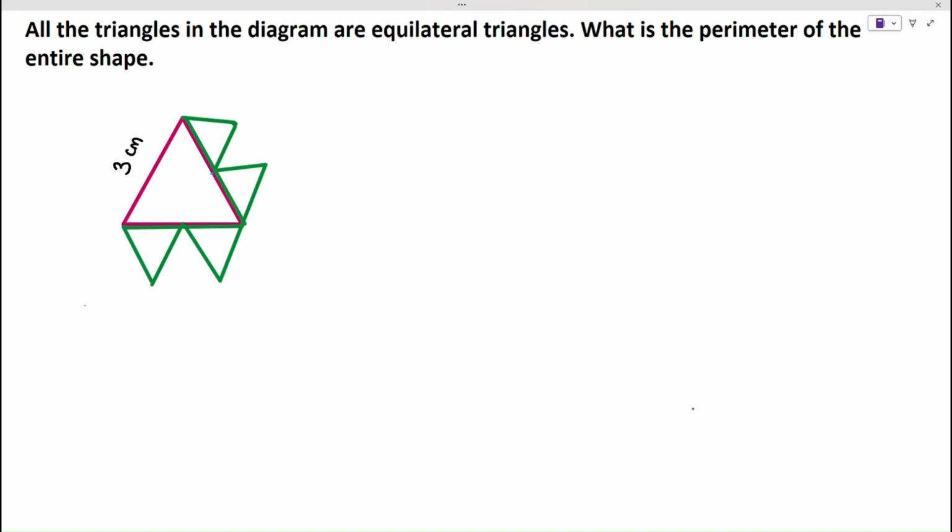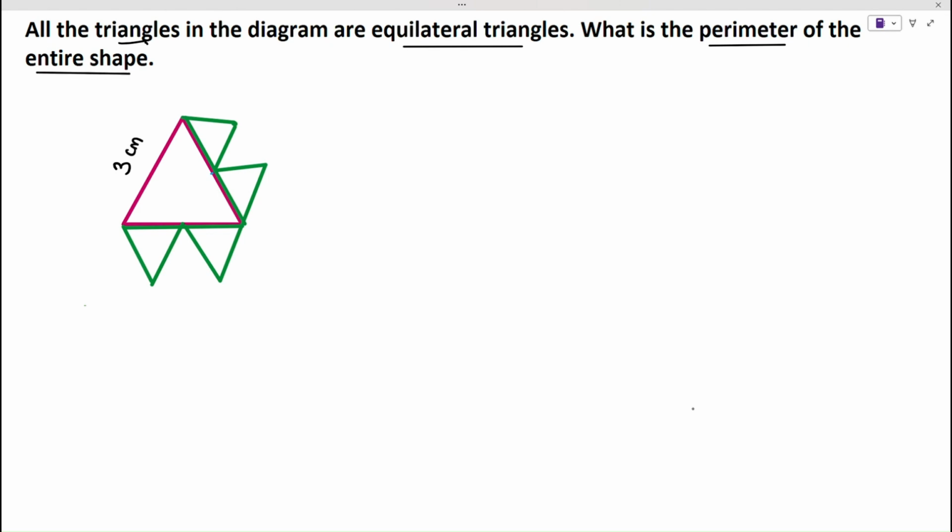In this video, we'll be going over an 11 plus question that involves us finding the perimeter of different shapes together. So, let's read our question. All the triangles in the diagram are equilateral triangles. What is the perimeter of the entire shape? So, let's look at the information that we are given.